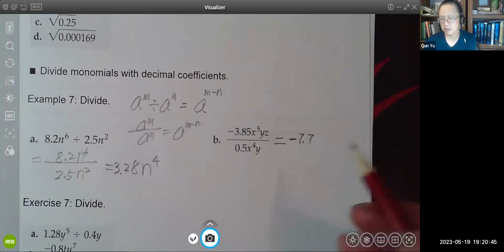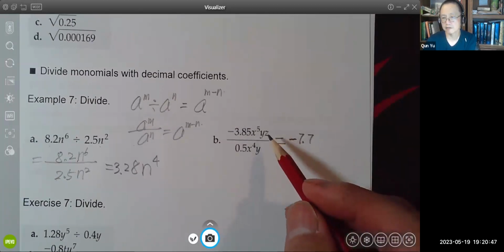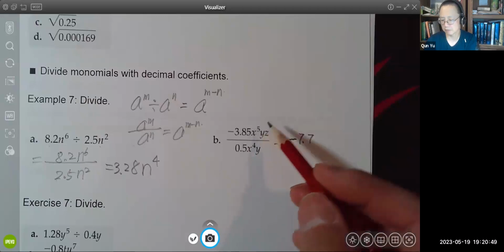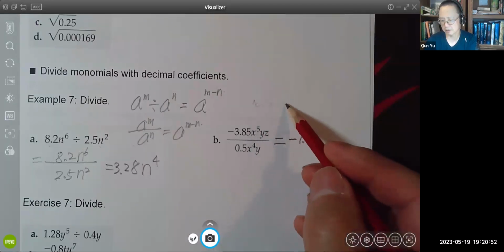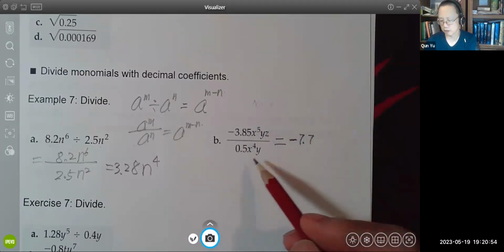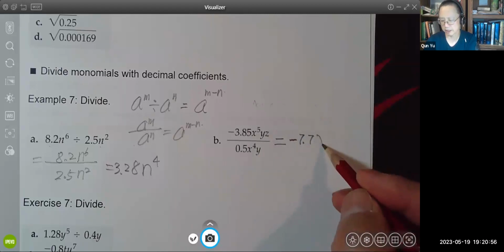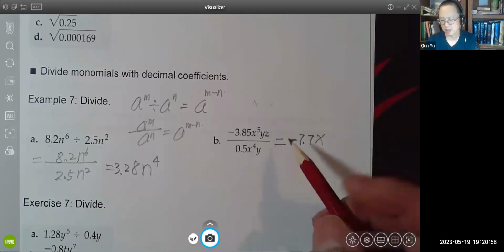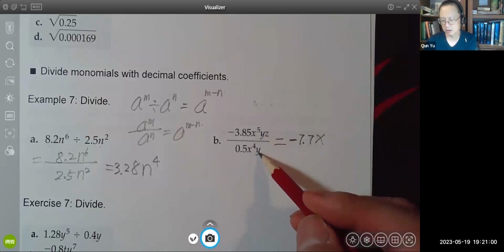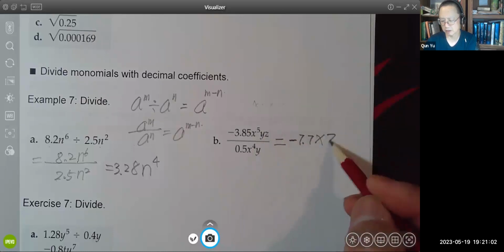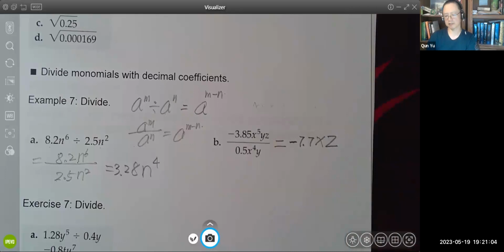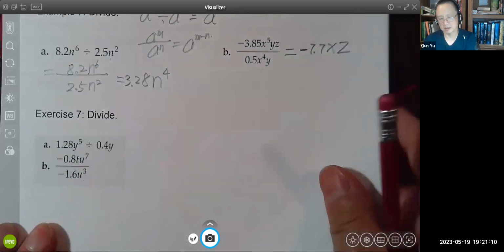Now let's look at the variables. We have 5 x's on the top. That means x times x times x, 5 of those. And 4 on the bottom, 4 cancel, you still get 1 x left on the top. And the y totally cancels, you still have z left on the top. That's our final answer. There's nothing left on the bottom. Okay, exercise.